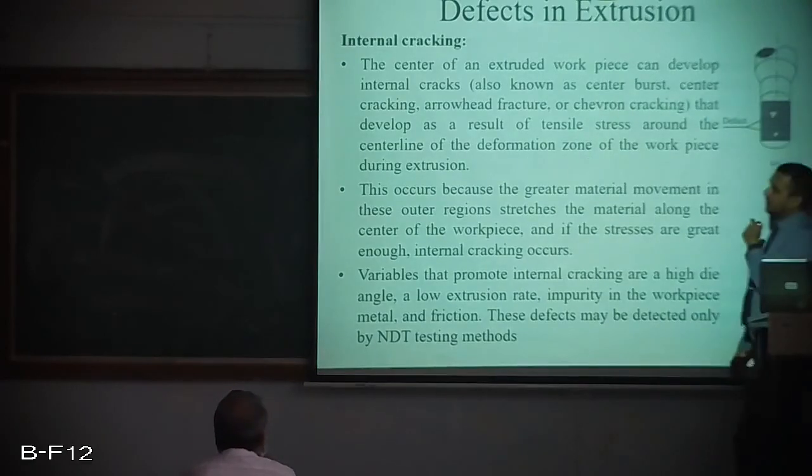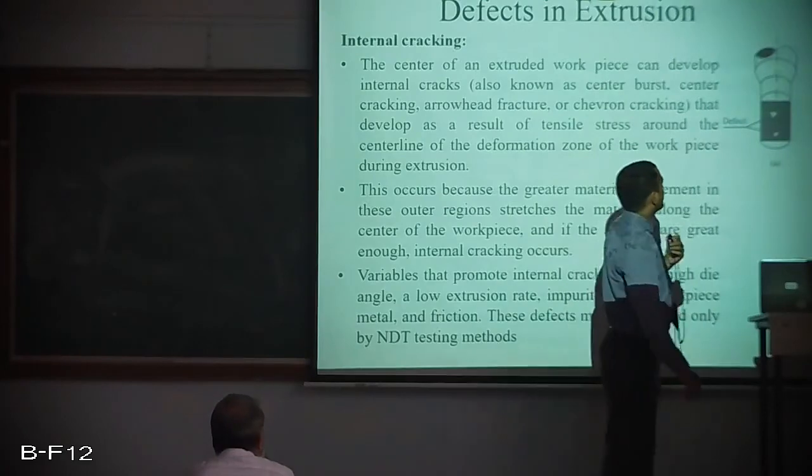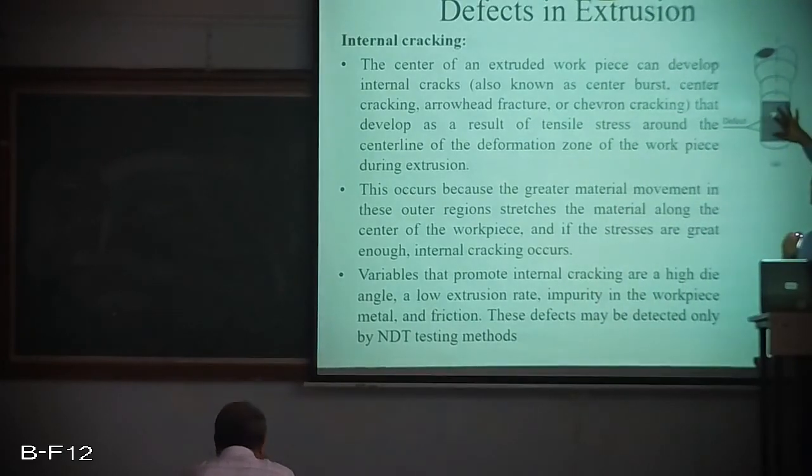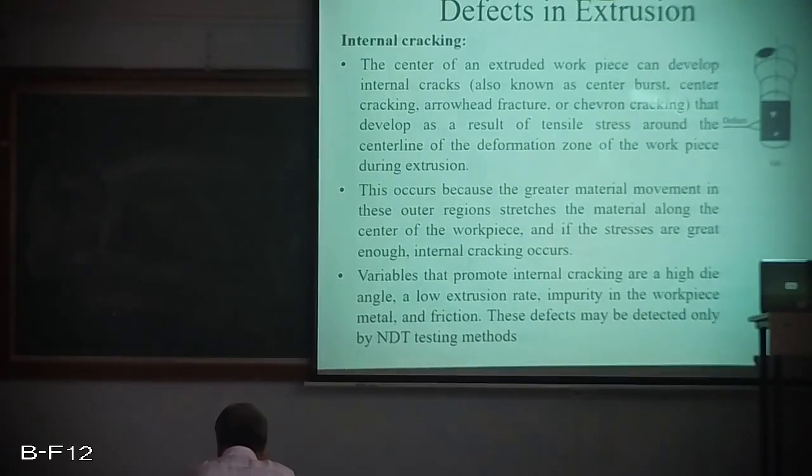Further, there might be chances of internal cracking. You can see over here, this is the defect. This is the internal cracking. The center of an extruded workpiece can develop internal cracks, also known as center burst, center cracking, arrowhead fracture or chevron cracking, that develop as a result of tensile stress around the center line of the deformation zone. You can see this is the center line, and if there's a tensile force in this particular region, such internal cracking can occur. This occurs because greater material movement in the outer region stretches the material along the center of the workpiece, and if the stresses are great enough, internal cracking can occur.